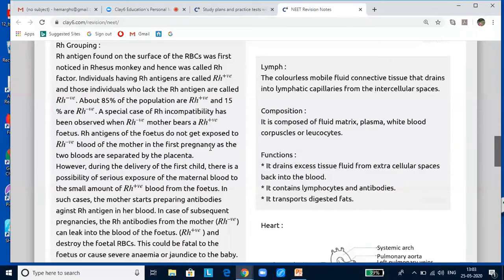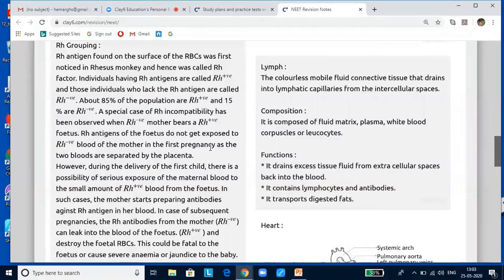Rh antigen negative blood of a pregnant mother does not mix with Rh positive antigens of the fetus in the first pregnancy, as the two bloods will be separated by the placenta. However, during delivery of the first child, maternal blood may be exposed to Rh positive blood of the fetus. In such a case, the mother will start preparing antibodies against the Rh antigen in her blood.